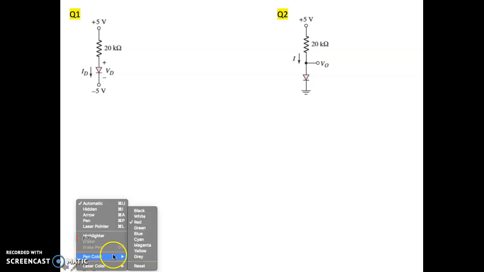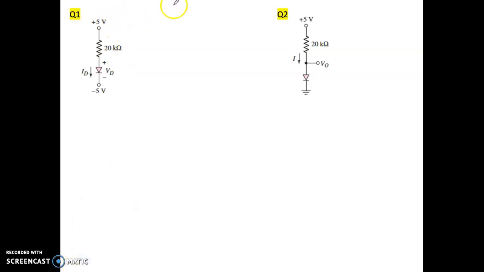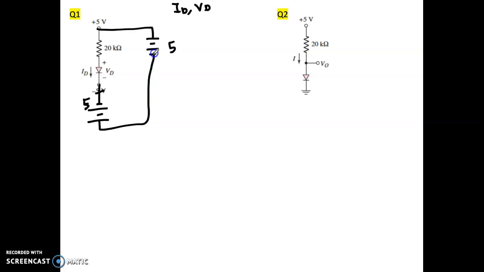Okay, for the first question, the question will ask you what will be the value of ID and VD. So first of all, you need to complete the whole circuit. So here will become plus minus, here become 5. Since this circuit has two supplies, you need to connect here, since this is minus 5, so it becomes minus, plus, minus, plus, and what you need to write here is only 5. Then we connect both together. This is what we call common ground.